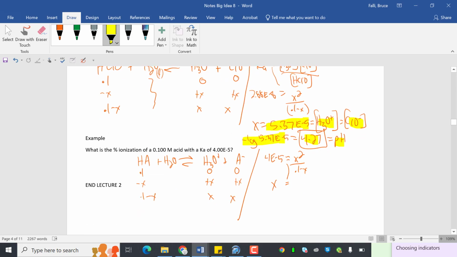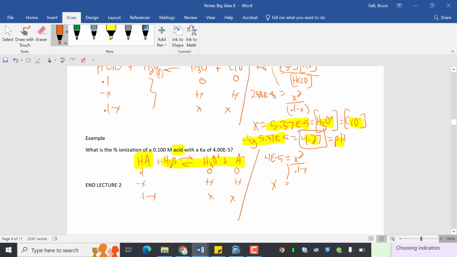Negative log of that gives me my pH. Next one, notice it asks what is the ionization of an acid, and I don't know the acid, so I call it HA. So basically the same equation, but it's not a dissolving equation. It's the reaction reacting. So you've got that deal.